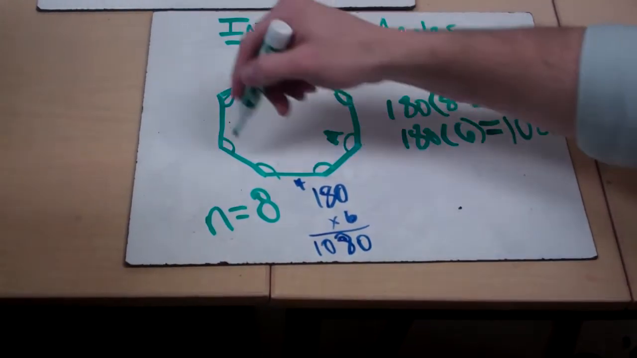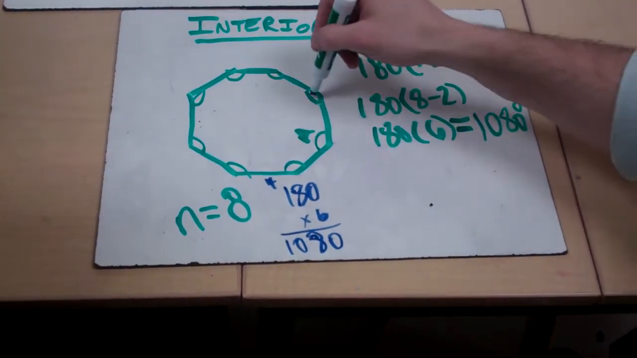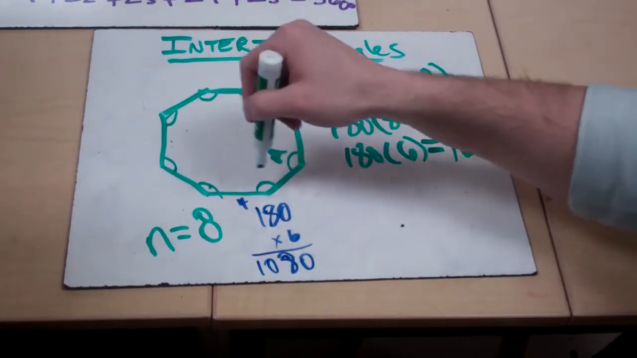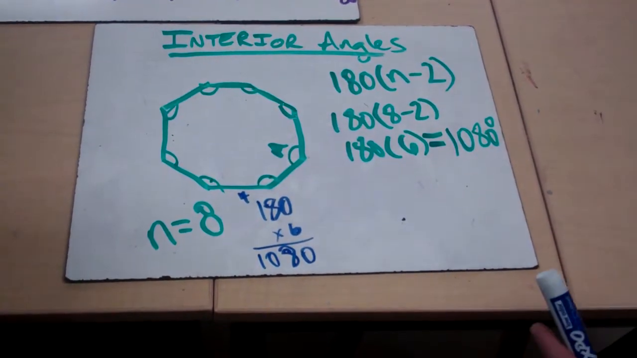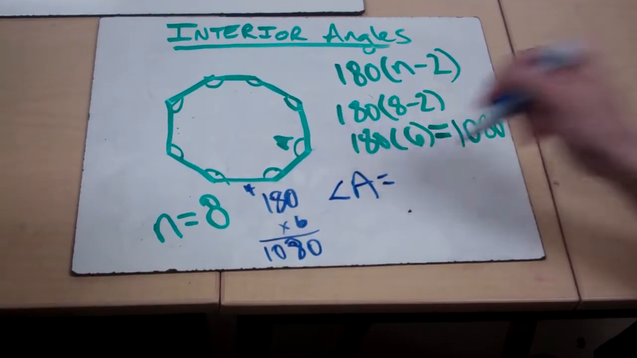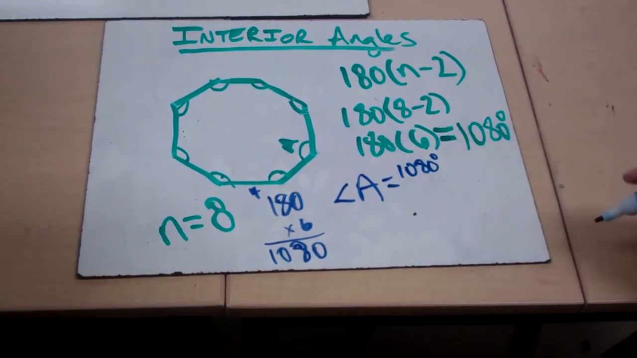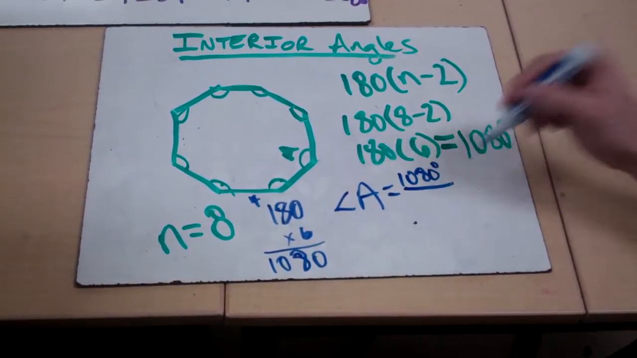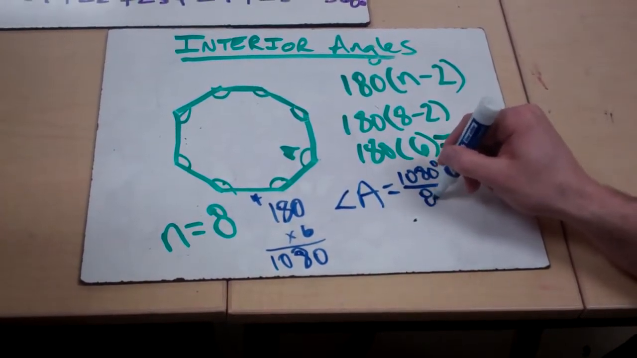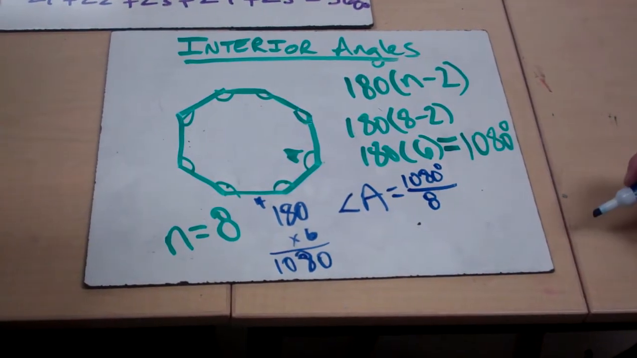Well, all of these are equal to each other in a polygon. Okay, so I have 1, 2, 3, 4, 5, 6, 7, 8 angles. So really what I can do to find the measure of one angle, angle A is going to be equal to the sum of all my angles, 1,080 degrees, divided by 8. Okay, so 1,080 divided by 8.